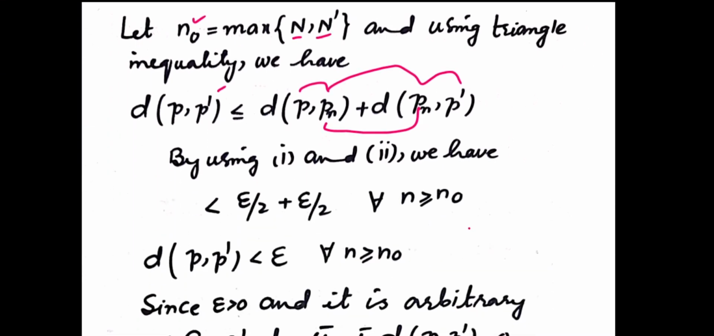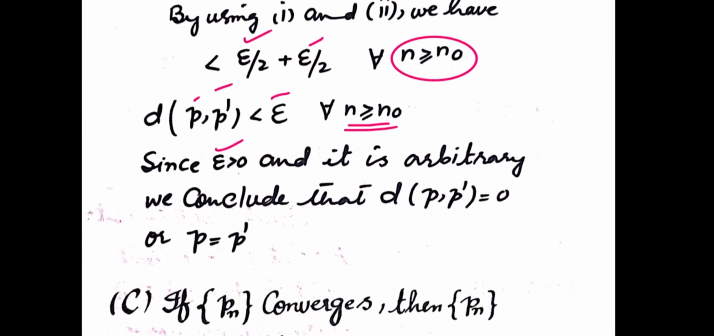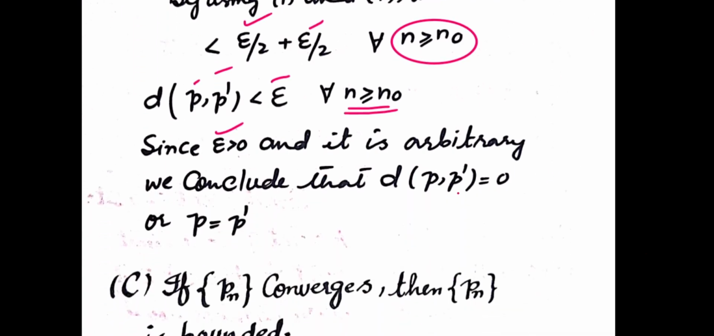By involving Pn in both parts, we can make the triangle inequality. By using 1 and 2, this part is less than epsilon by 2 and this is also less than epsilon by 2. As we have taken N naught as the maximum of these two numbers, now we will write n greater than or equal to N naught. This shows that the distance of P and P prime is less than epsilon. And since epsilon is greater than 0 and it is an arbitrary real number, we can conclude that this distance is equal to 0, or we can say that they are equal.